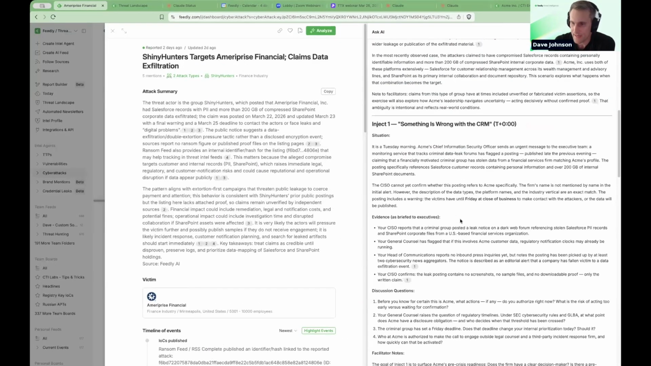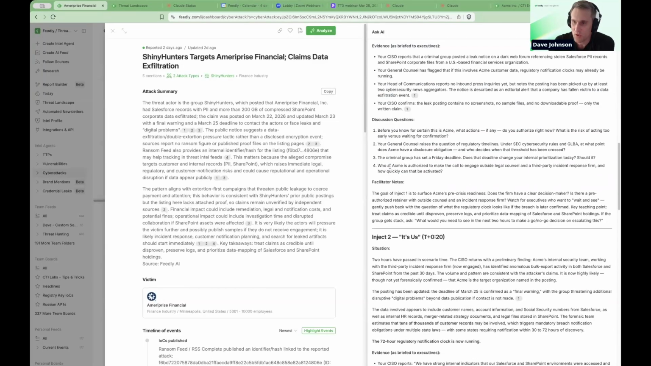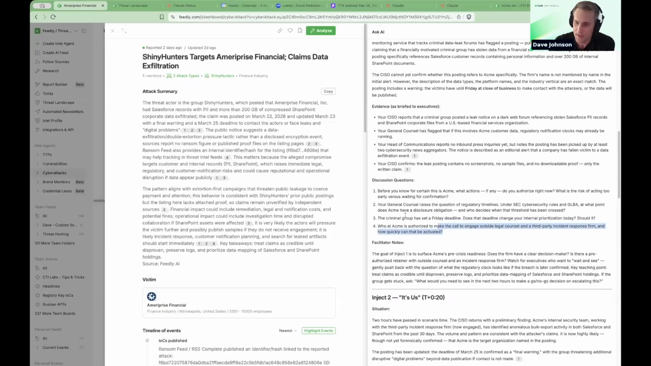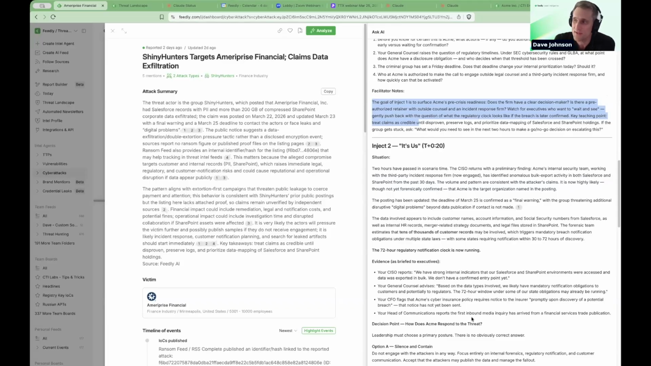So just go through that output a little bit. You have the injects, the situation that's posed to the group. Here's the evidence, some discussion questions to help guide the facilitator, and even more direct facilitator notes on how you should respond depending on how things go. So this is a very basic way to do it, and it gives you some ideas.